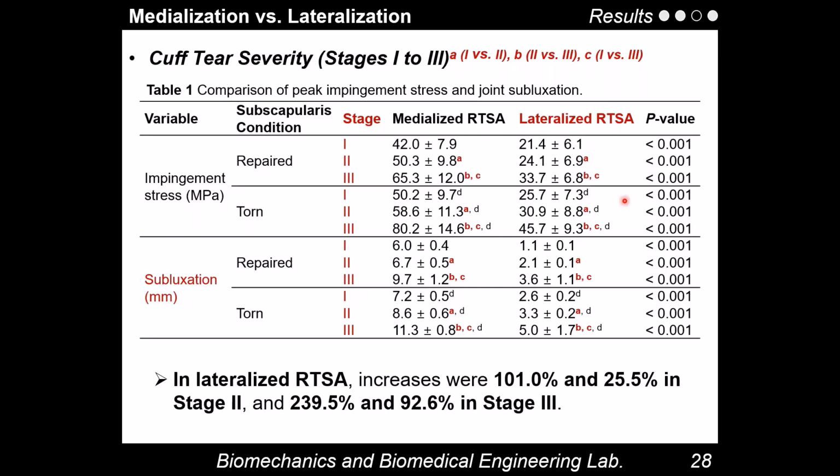As summarized at the bottom, the increases in lateralized RTSA were as high as 239.5% in stage 3. This suggests that while lateralization provides a superior baseline for stability, its mechanical performance is highly sensitive to the integrity of the infrastructures.